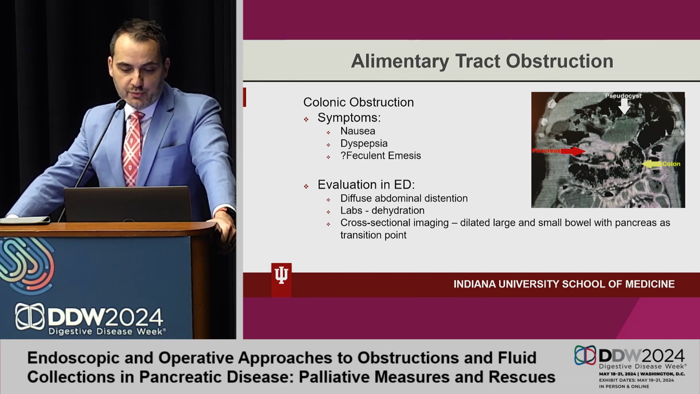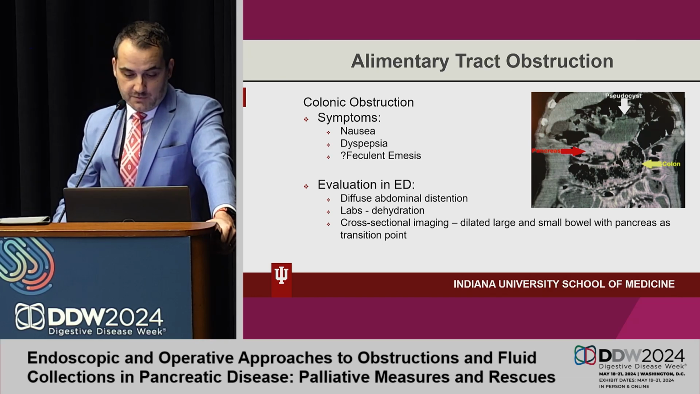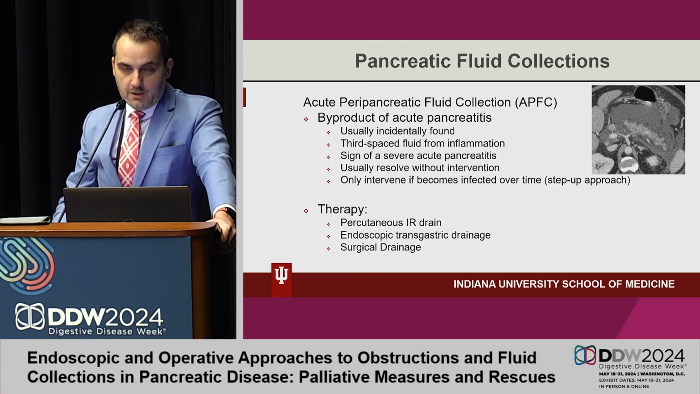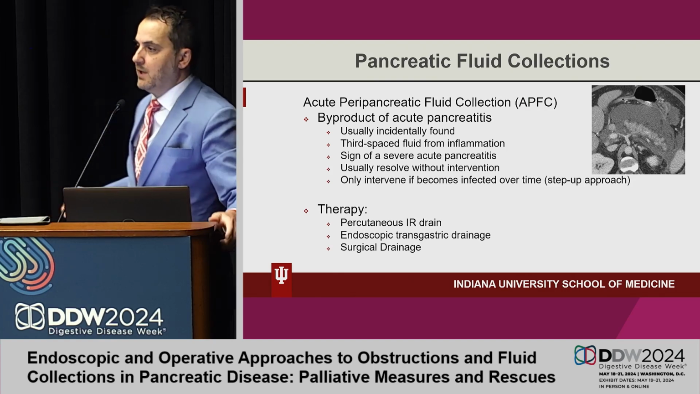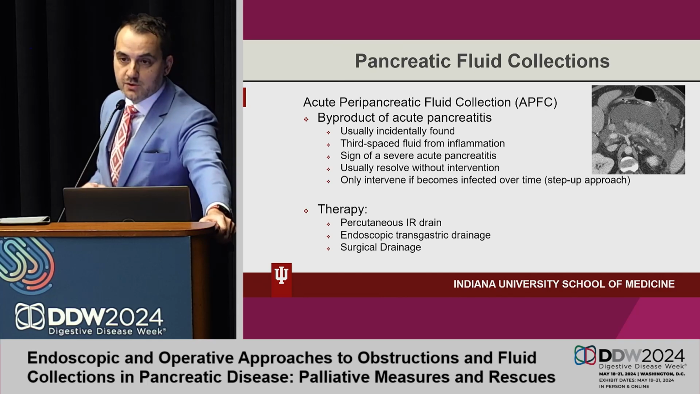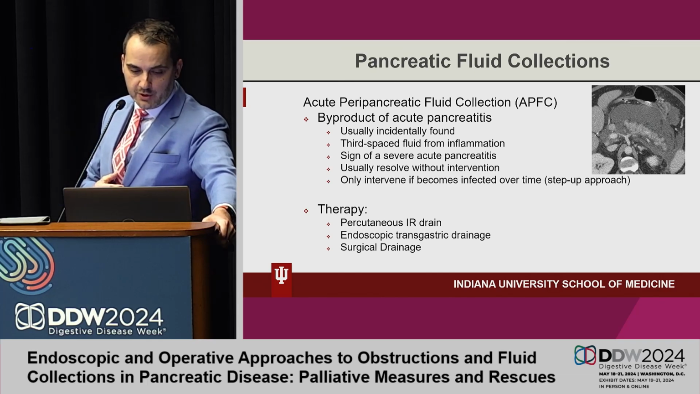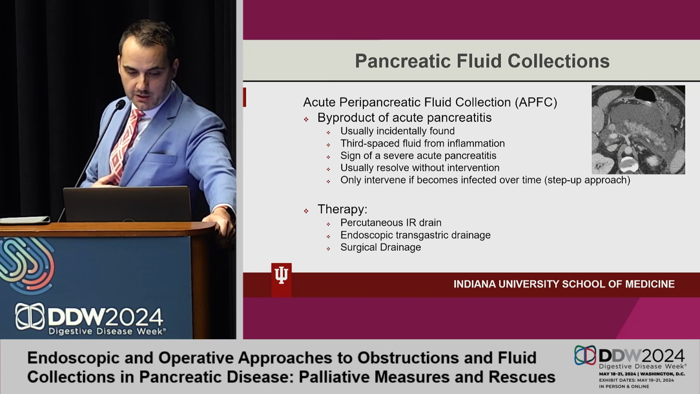I mean, this picture is pretty nice because there's a pretty big pseudocyst juxtaposed to the colon and making it quite unhappy. So at any rate, now I'm going to finish up this brief overview looking at pancreatic fluid collections. I think this will play heavily in the next few presentations. But we'll start with acute peripancreatic fluid collections, a byproduct of acute pancreatitis.